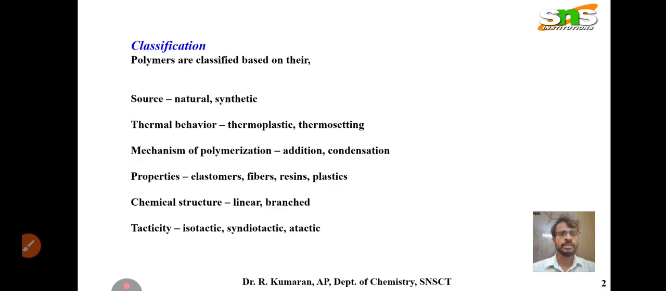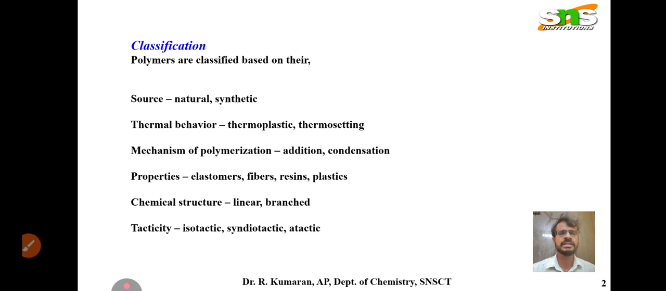So classification: polymers are generally classified based on their source, based on their thermal behavior, how they behave thermally. Okay, and based on their mechanism of polymerization, whether it is addition or condensation. Based on their properties, based on their chemical structure, how the structure is arranged, and based on their tacticity. These are some of the general classifications of polymers by their versatile behavior.